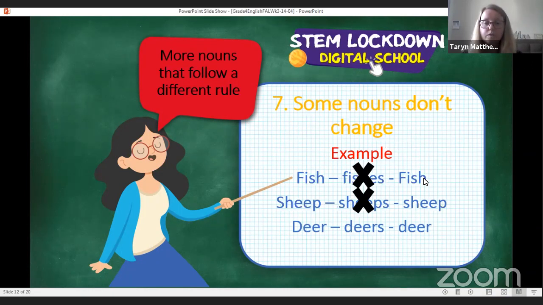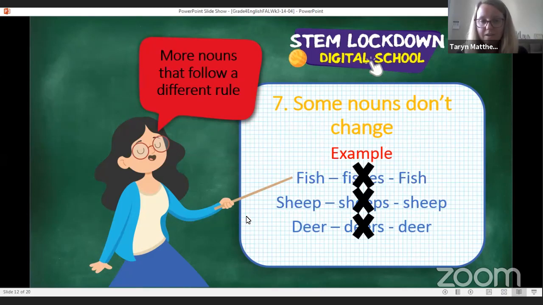So we can't use fishes, sheeps, deers because it's not correct English, and it also doesn't sound correct. So we have to say fish, sheep, and deer. Good, I'm seeing some other examples, yes. So rice is a nice one. We can't say I'm eating rices. So I'm eating rice. So it's lots.